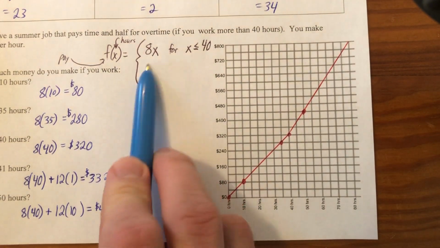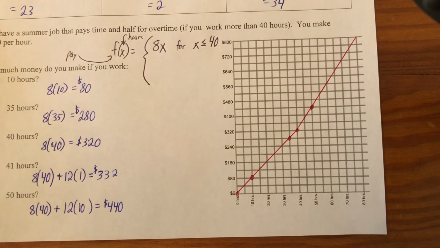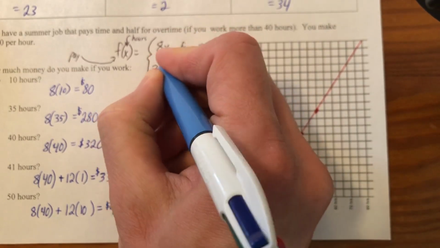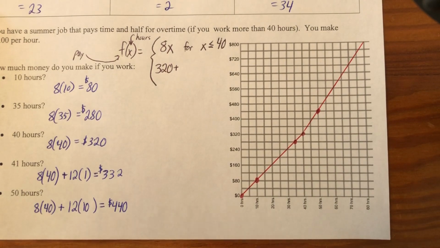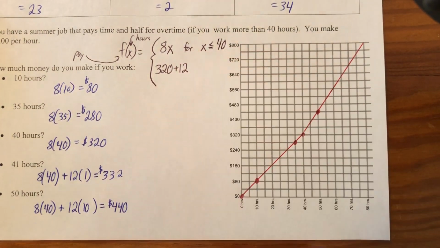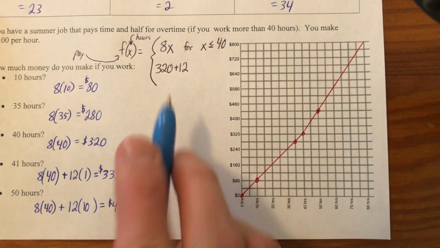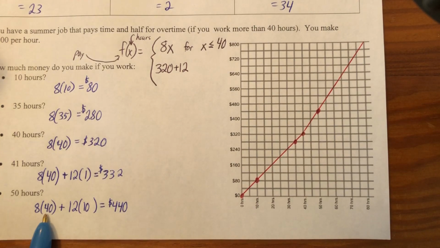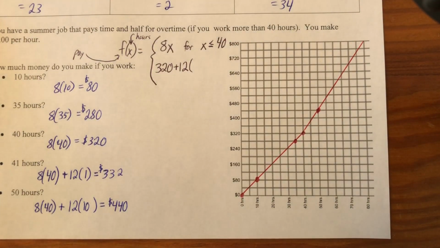So now we're going to come up with an equation for this piece, and this is where things are going to get a little bit tricky. So when I work more than 40 hours, then I automatically earn $320, and then I earn $12 more. Let's pause here for just a second. Now this is far from complete, but let's just keep going with it. 320 is this 8 times 40. Just saying. And then it's going to be plus 12 times the number of hours that I've worked over 40.